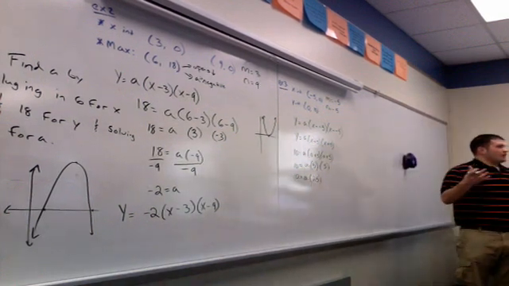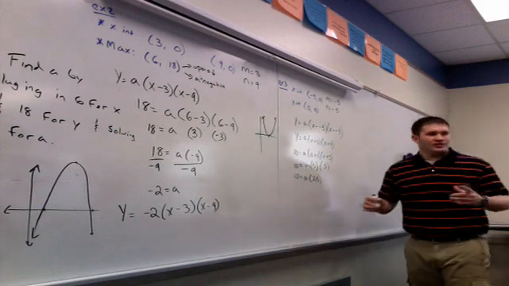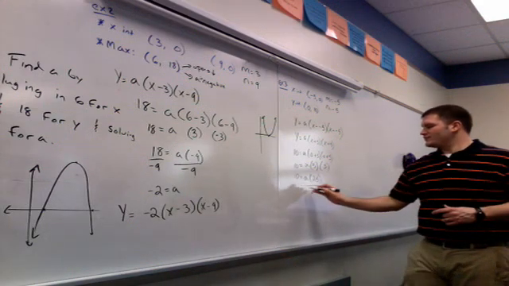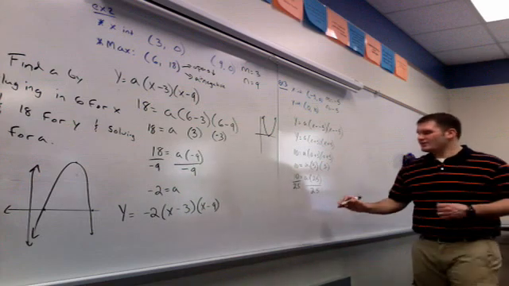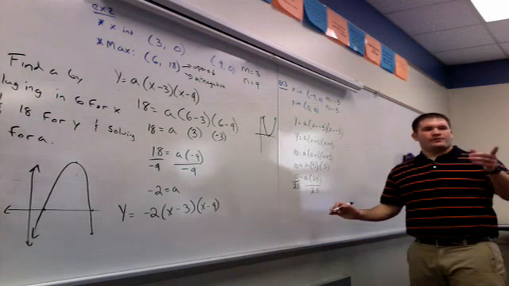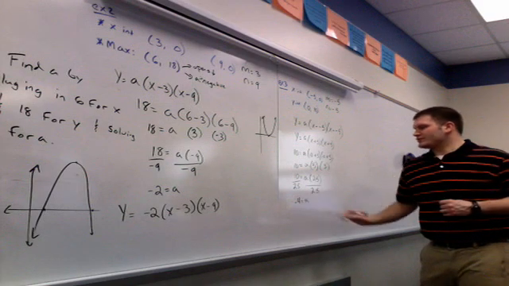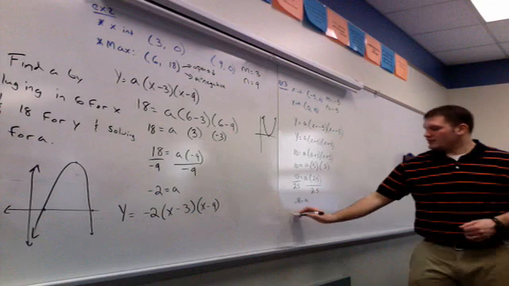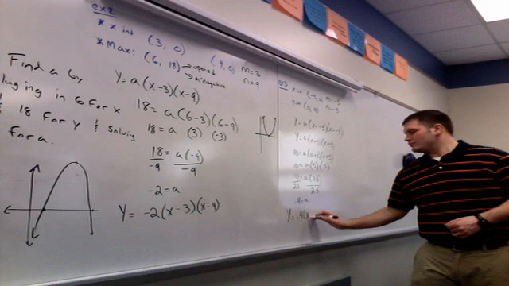So what do I do now? No, other way. Divide. It's a times 25, so we divide by 25. So 10 divided by 25 is what? 0.4. So 0.4 equals a, and that means our equation then is y equals 0.4 times x plus 5 times x plus 5.